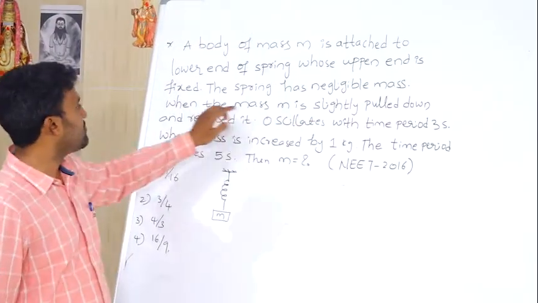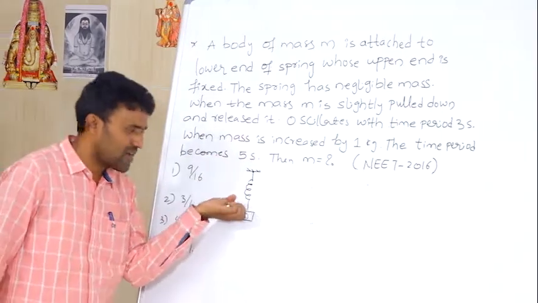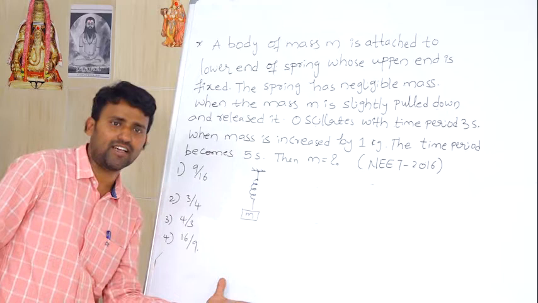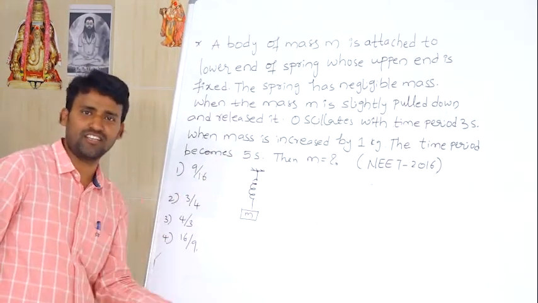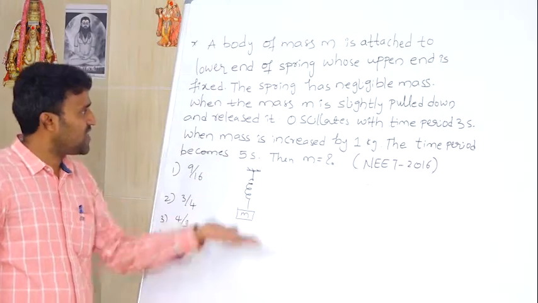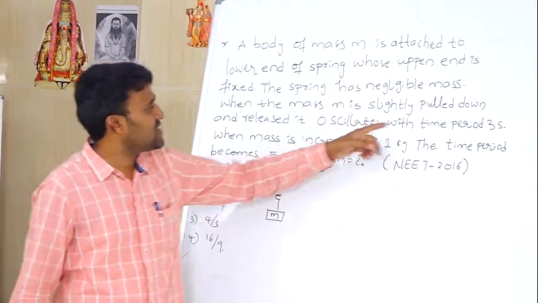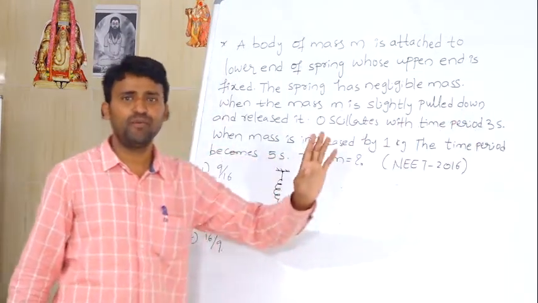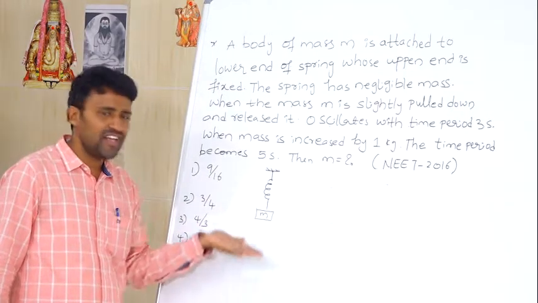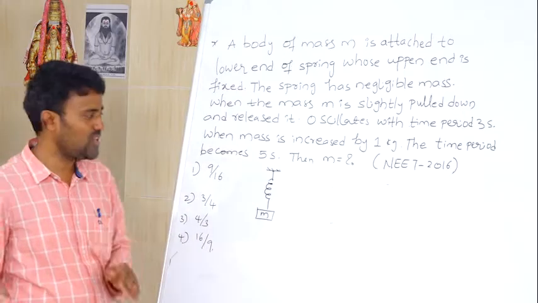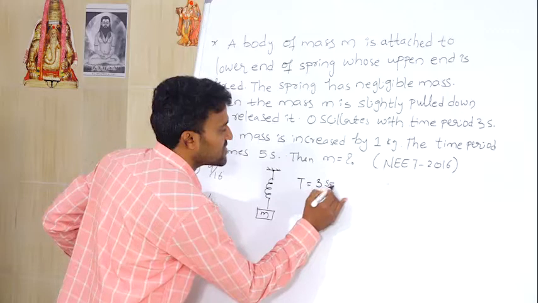Negligible mass, and when the mass is slightly pulled down and released, it executes simple harmonic motion, vertical oscillations like this, isn't it? While it is executing the simple harmonic motion, it oscillates with a time period of 3 seconds. He mentioned that when it is pulled down and released, it oscillates with a time period of 3 seconds. So he has given the time period T equal to 3 seconds.